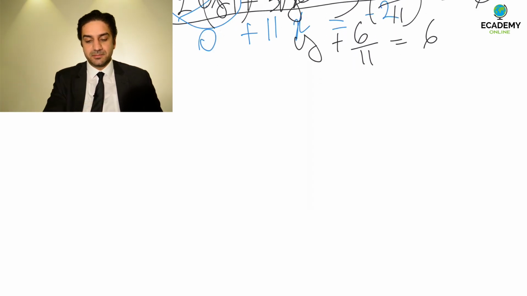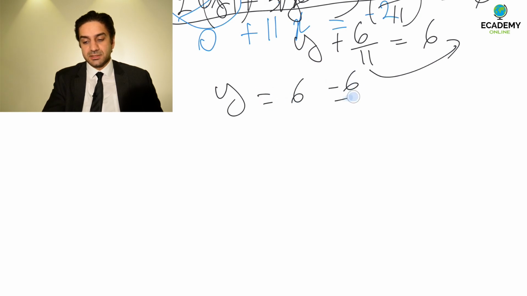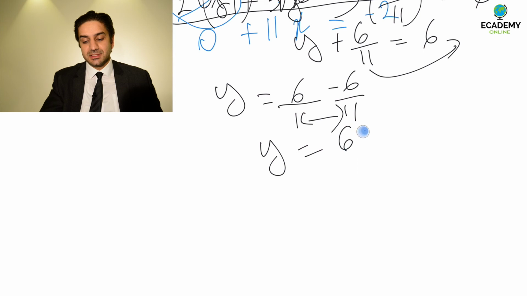Just keep it that way. And then I move the 6 over 11 to the other side. This is y equals 6 minus 6 over 11. Again, this is 6 over 1, common denominator. I end up with the same value, that is y equals 60 over 11.